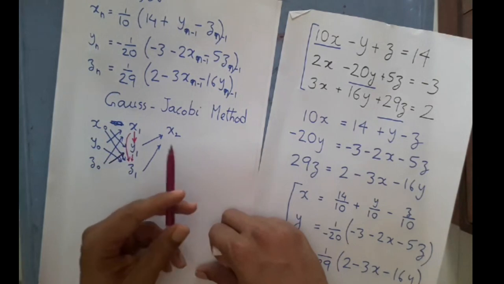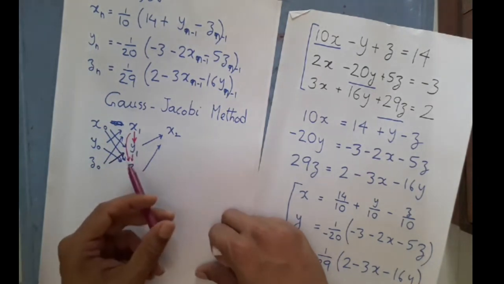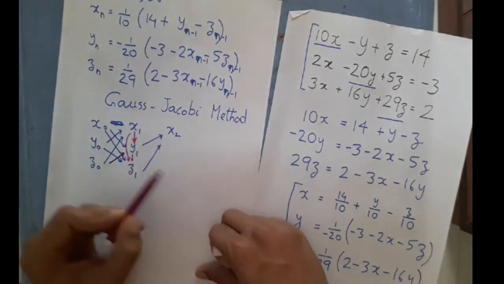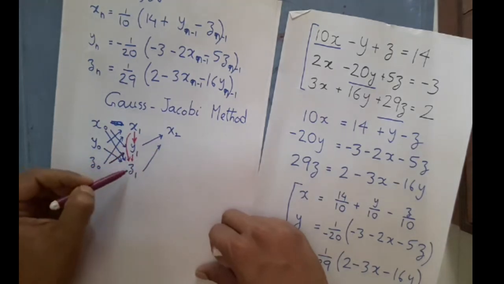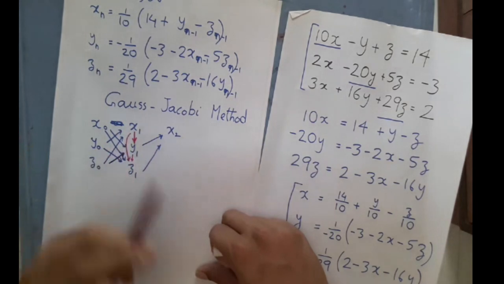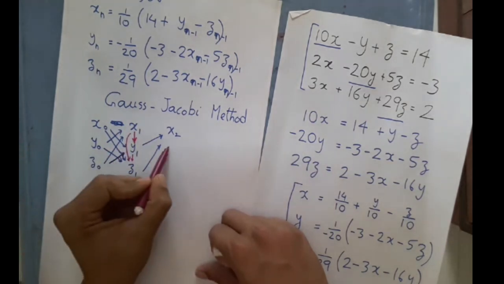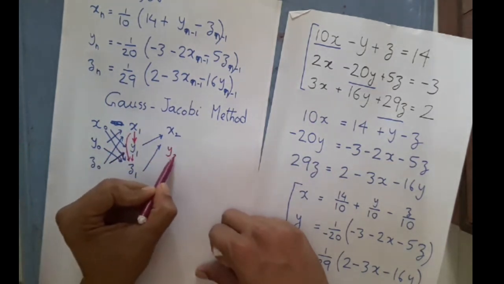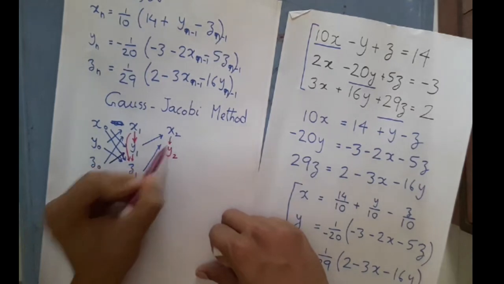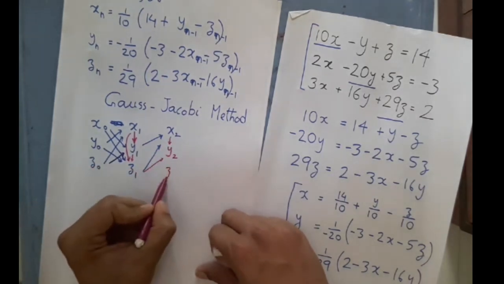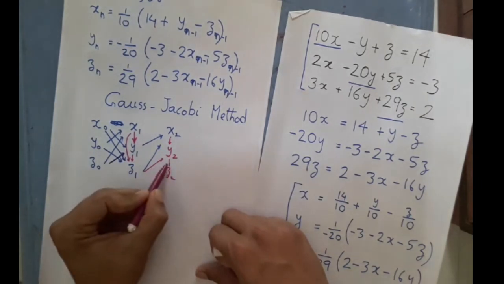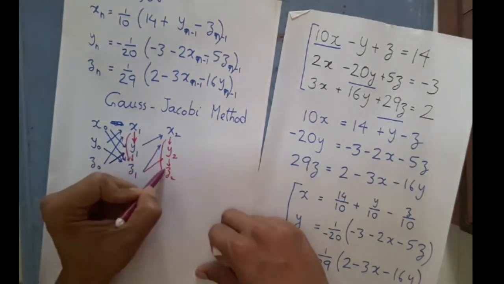Then again, when I compute x2, I use the most recent values of y and z. So, I again compute x2 based on y1 and z1, just like the Gauss-Jacobi method. But when I want to compute y2, I use x2 and z1. When I compute z2, I use y2 and x2.